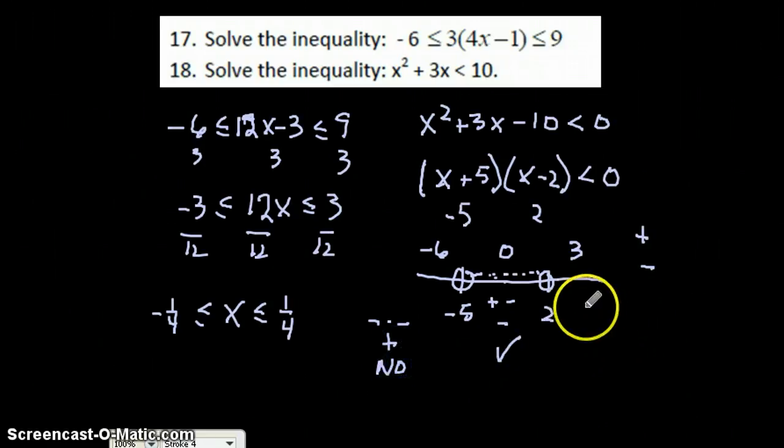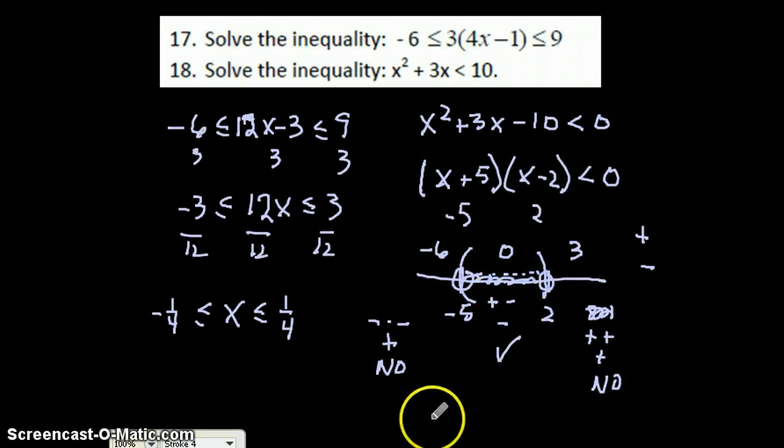Let's put a 3 in there. That's going to be an 8 times a 1. Well, actually a positive times a positive, which is a positive. That's a no as well. So I'm going to do a parenthesis, I'm going to do a parenthesis, and everybody in between here is my solution. So negative 5 to 2. And that's how I'd write that.